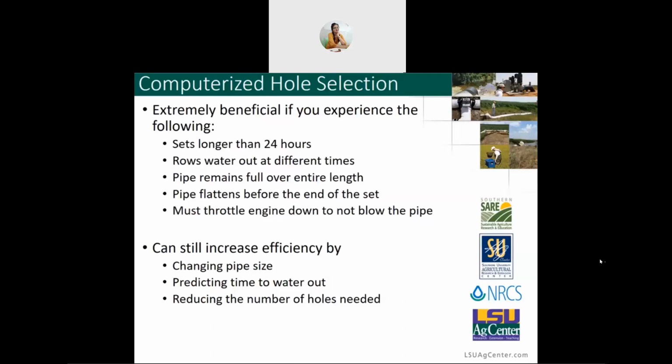You can also work with different pipe sizes. If your distributor carries 12-inch pipe and that's what you always used, you might be more efficient using a 15-inch pipe or a 10-inch pipe, depending on your situation. So you can play with those pipe sizes as well as the number of holes, whether you want to punch a hole in every furrow or every other furrow. The program can help you determine whether that's a better option for you based on the output.